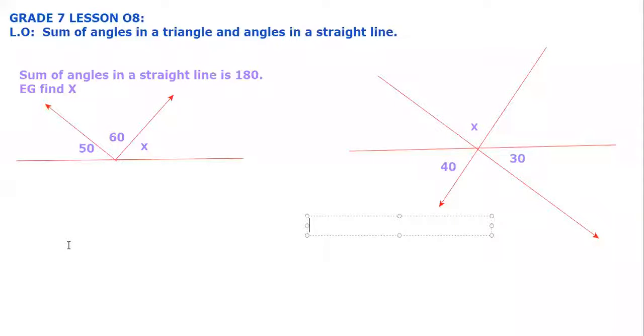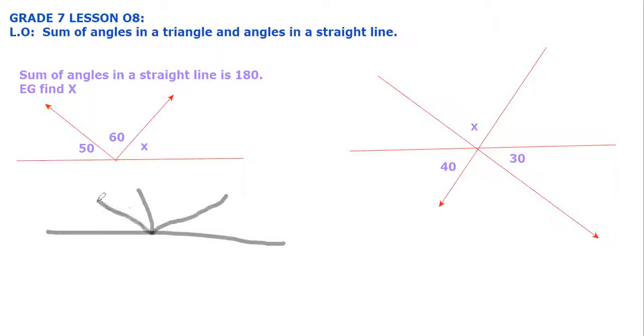We know that angles in a straight line will add up to 180. That is, if I had a straight line and we have several angles, no matter how many millions they are, this plus this plus this plus this plus this should total 180. Therefore our task is very simple: we just use algebra to find the missing angle.